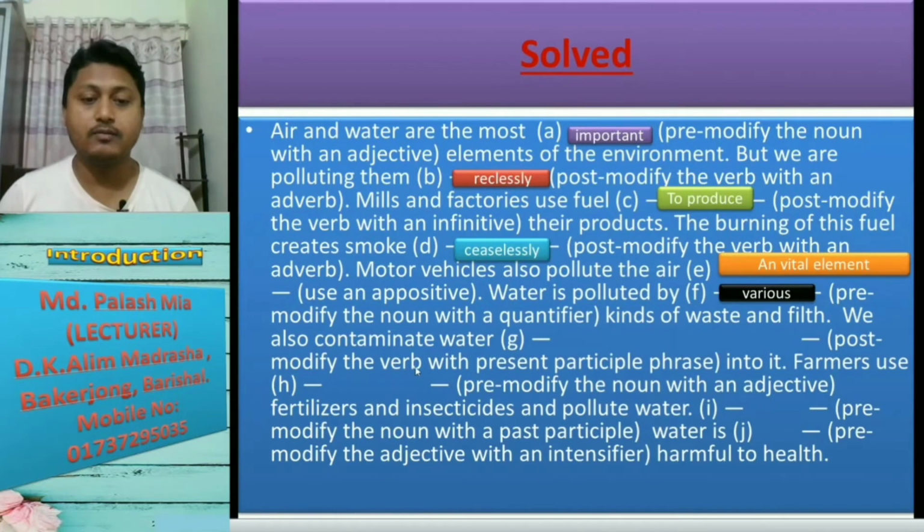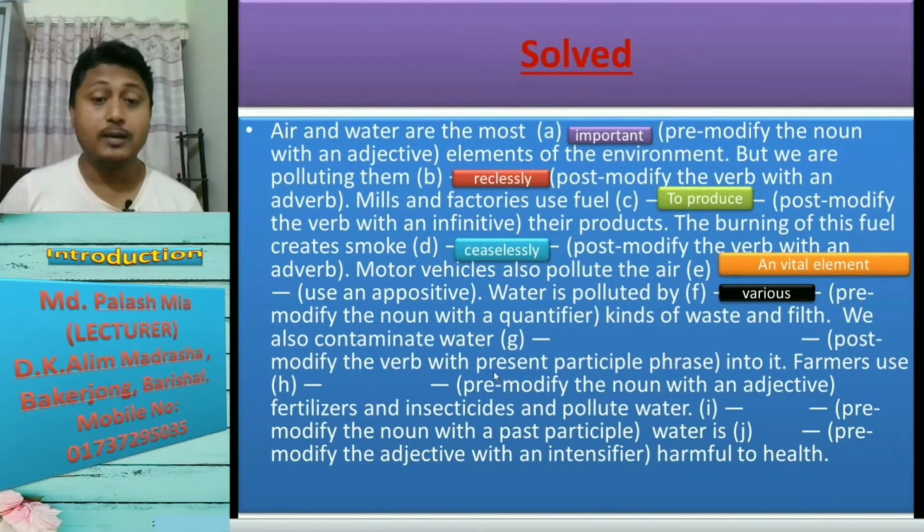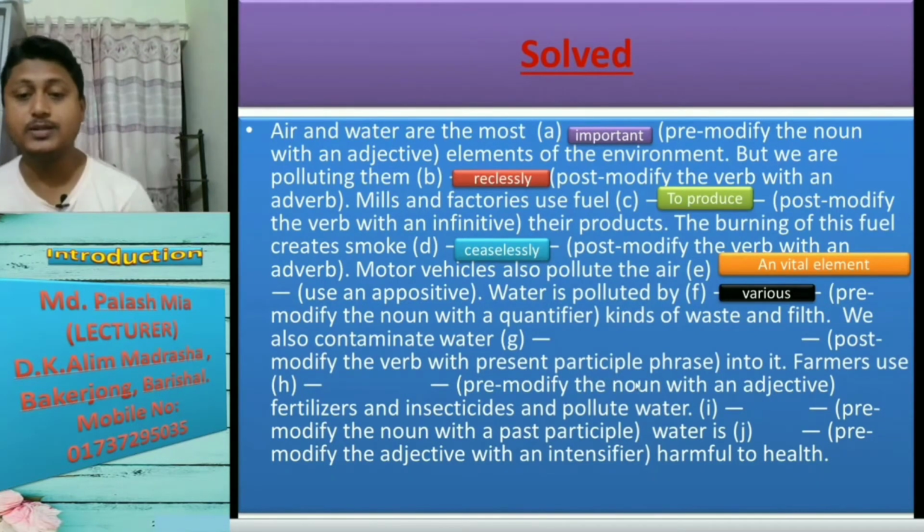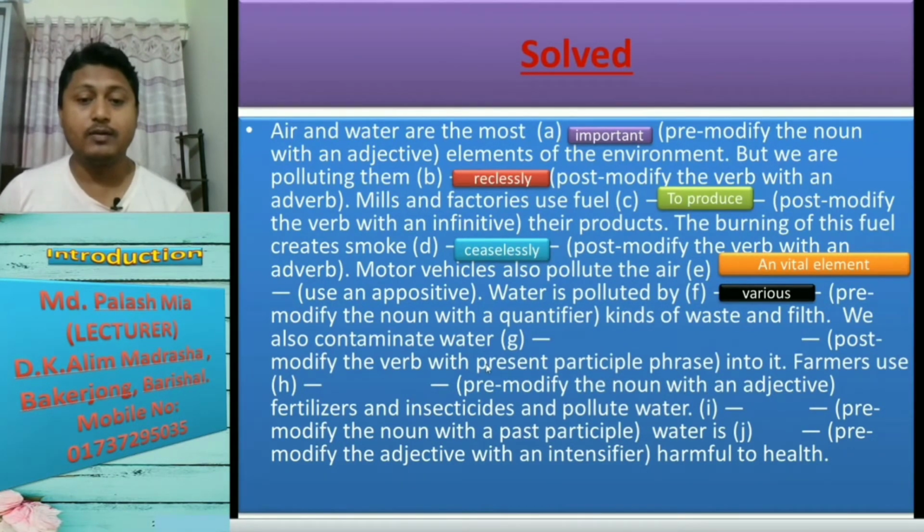Good. Well, we also contaminate water. Post-modify the verb with a present participle phrase. Yeah, present participle phrase. You know the phrase, or what is the structure of a phrase, I just showed previously, and you have to use a present participle. Present participle means, I again repeat, the verb plus ing. Modify the verb with a present participle.